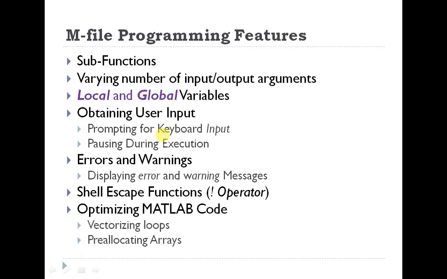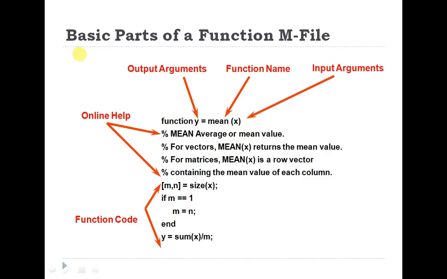Then we can use some user input commands, like prompting during execution of code. Then we can read some error and warning messages with the script file. Then we can use some shell scripting operators, and the code will be designed with vectorizing loops and pre-allocating arrays. That is the basic part of the function file. Now a function file is divided into 3 main parts. First, we have to define the function with the function tag.